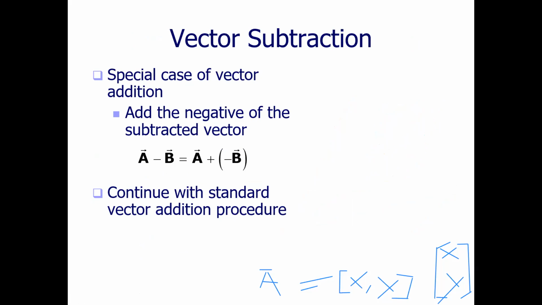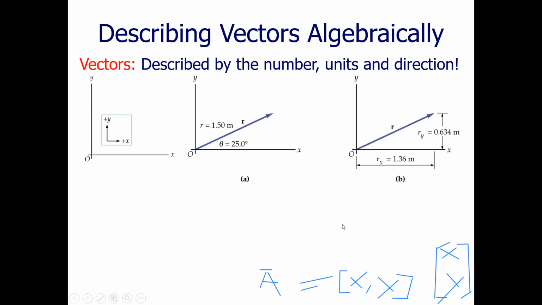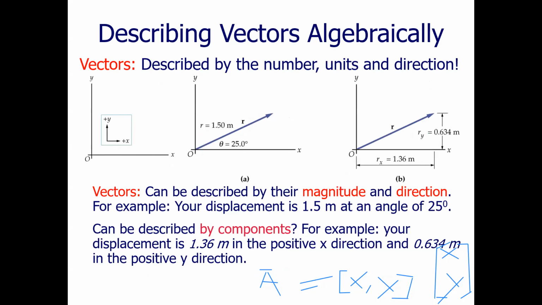So the special case of vector addition, that is a minus b. Add the negative of the subtracted vector, like we can see here. The actual b vector is moving in this direction, but if you take it as negative, it will rotate 180 degrees, and after rotating the b vector by 180 degrees, it is called minus b, and the resultant is a vector minus b vector.